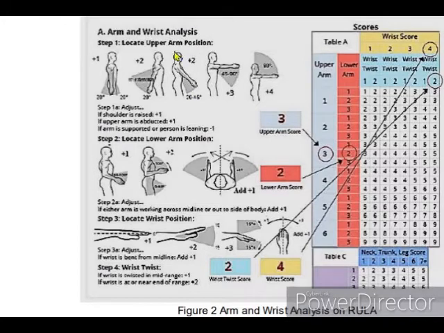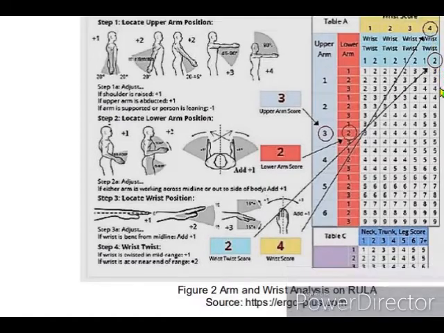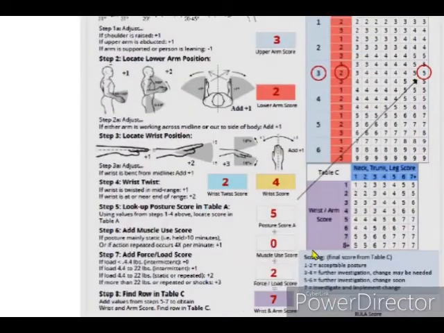Halimbawa, ang nakuha mo ditong point sa upper arm, 3. Bilugan mo yung 3. Yung nakuha mong score sa lower arm, 2. Bilugan mo yung 2. Dito naman sa wrist, nakuha mong wrist twist score 2. Bilugan mo itong 2. Tapos sa wrist score, score niya 4. Bilugan mo lang.